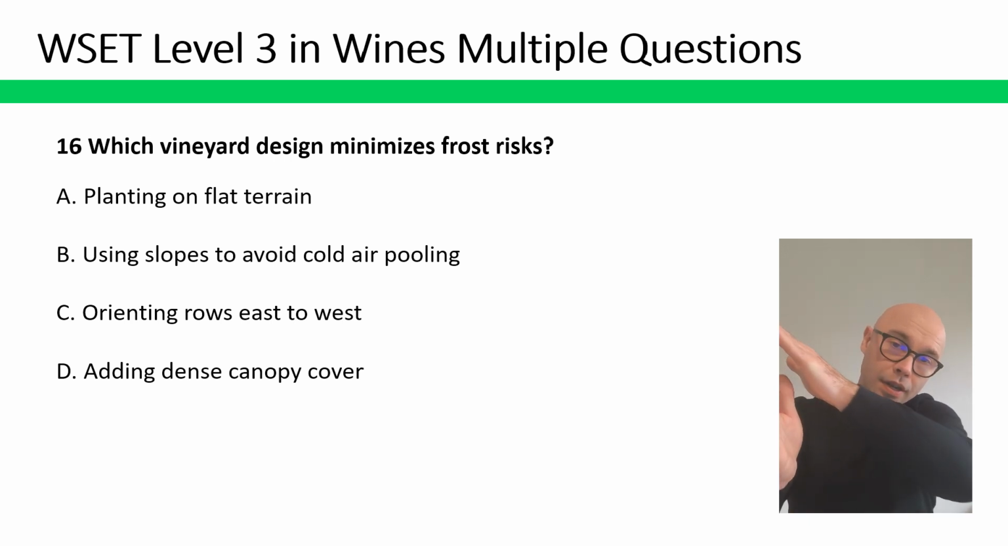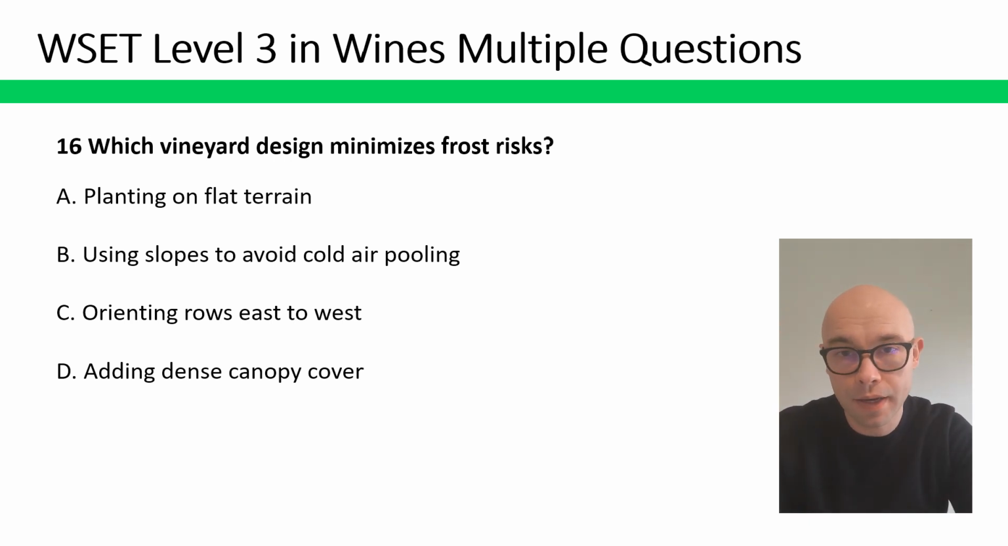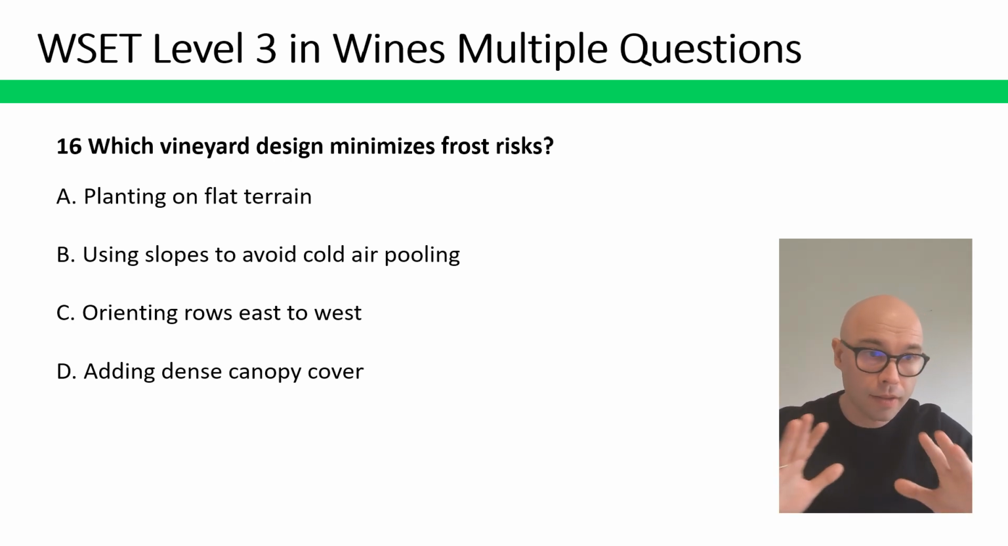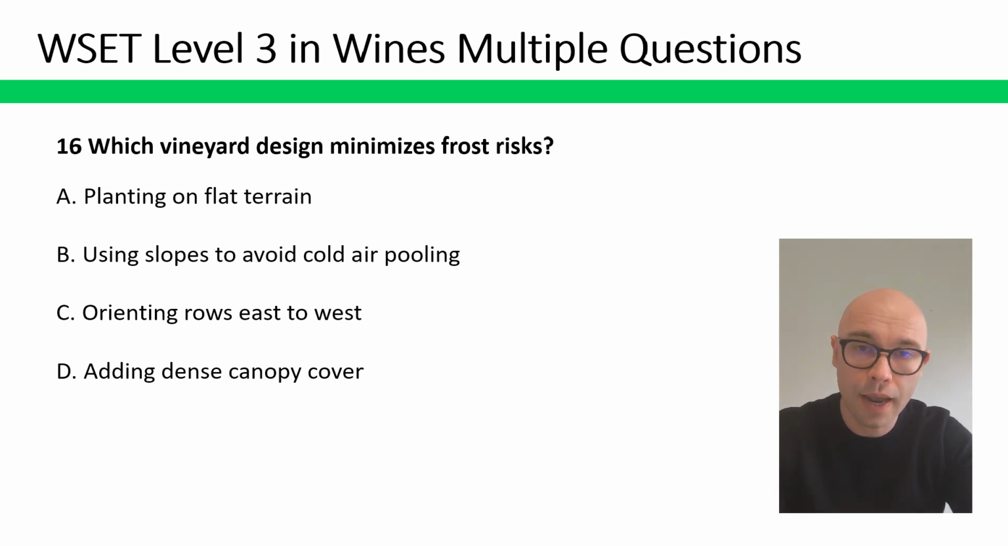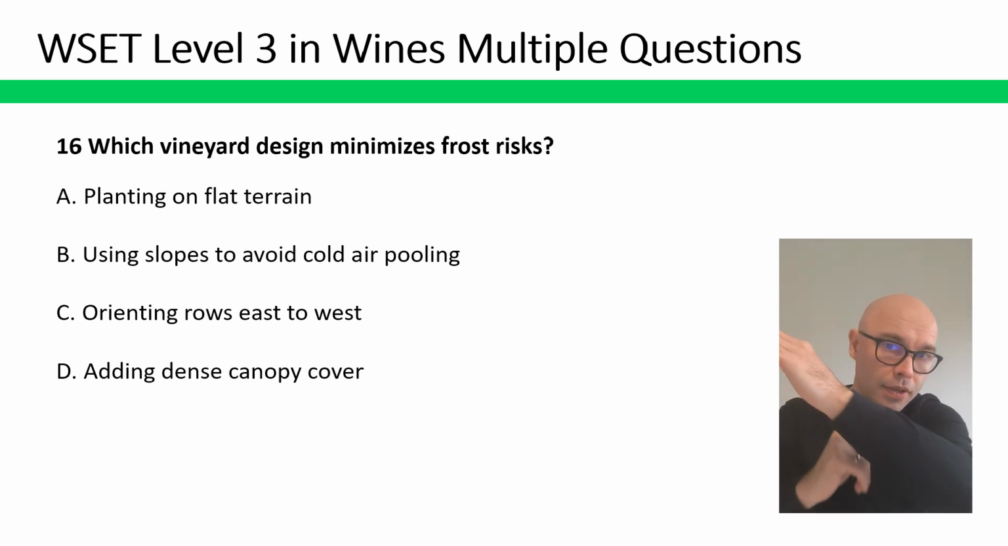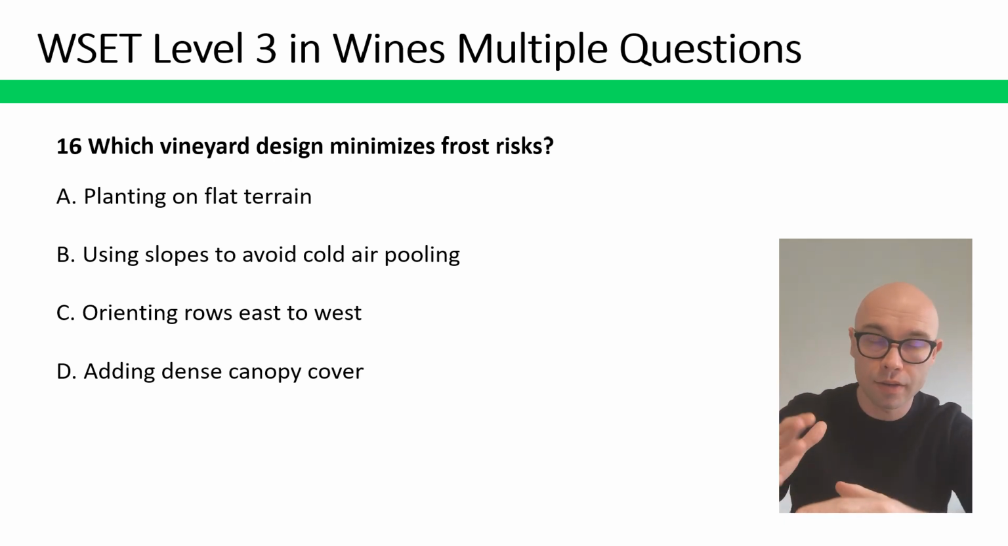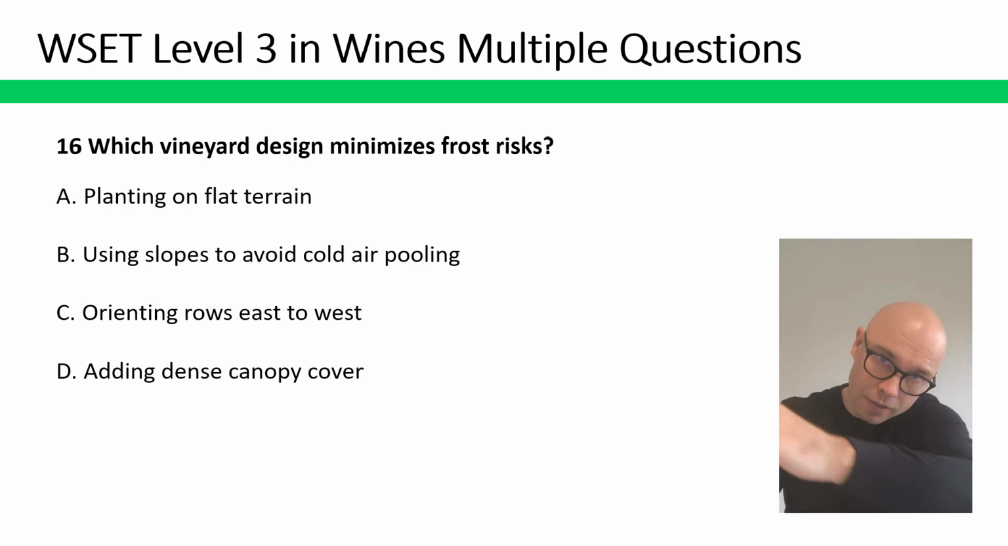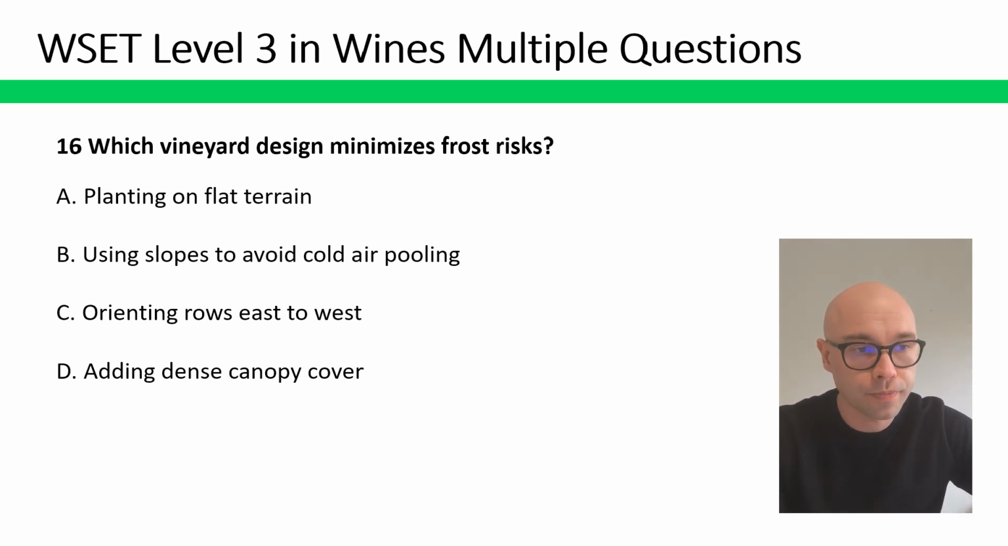So when the vineyards are on a slope, the cold air always wants to find the lowest part where it can pool and gather. So if the vineyard is on the slope, that cold air is not stopping in one place, but is going all the way down.